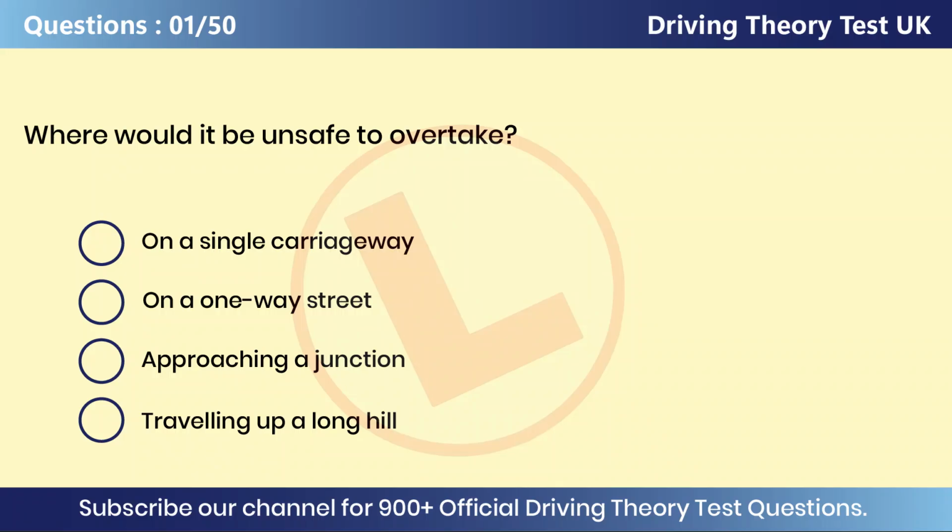Question 1. Where would it be unsafe to overtake? A. On a single carriageway. B. On a one-way street. C. Approaching a junction. D. Traveling up a long hill. C. Approaching a junction.